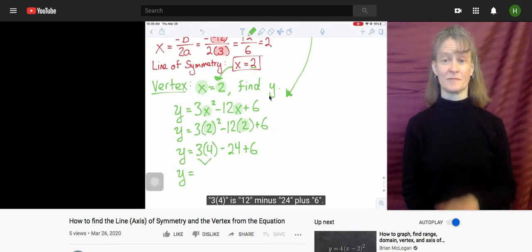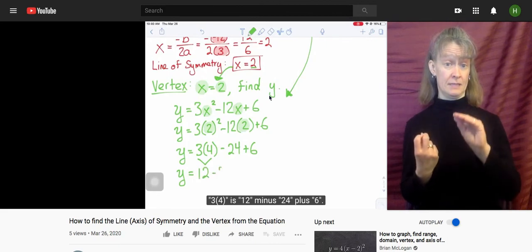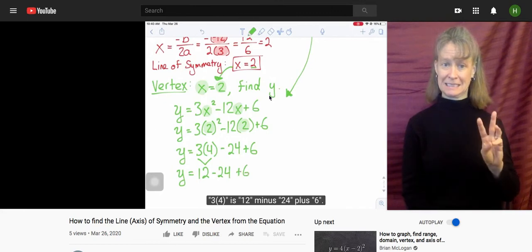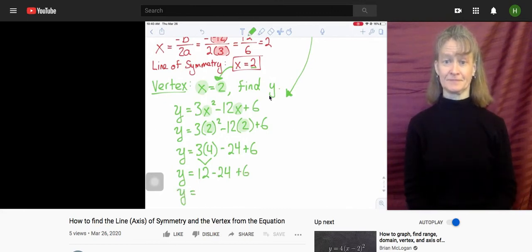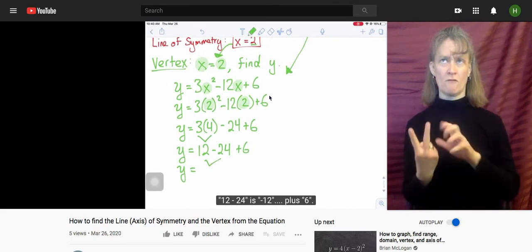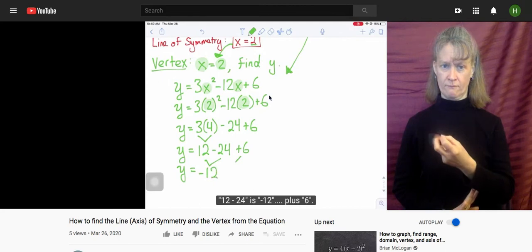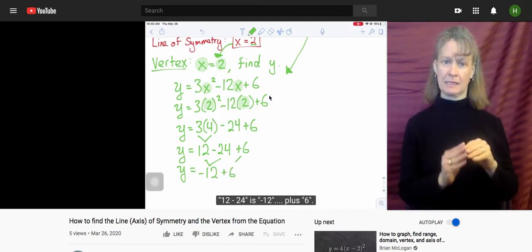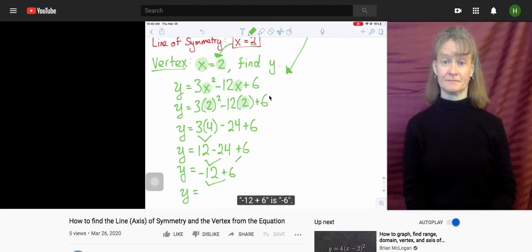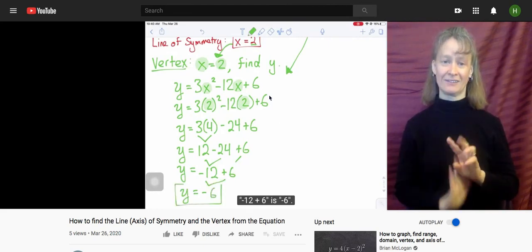Three times 4 is 12, minus 24 plus 6. Twelve minus 24 is negative 12 plus 6. Negative 12 plus 6 is negative 6.